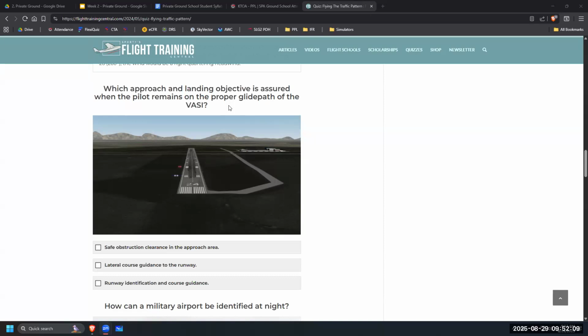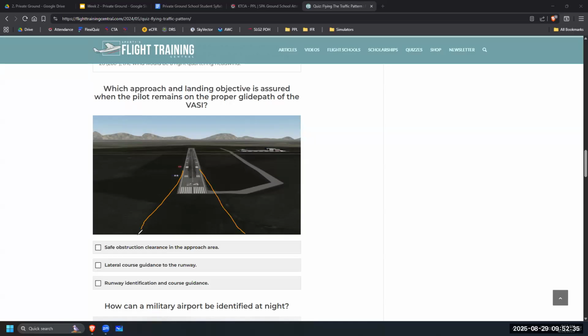Lateral. Is it lateral? Lateral is this way, right? Coming out this way and brings us in like a funnel this way. Vertical guidance brings us in like this way, right? This is vertical guidance down to the runway. Lateral would be, wait, here I go with the pen again. This would be lateral guidance.